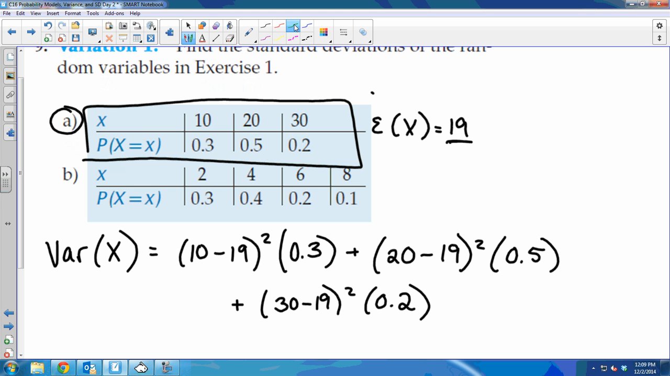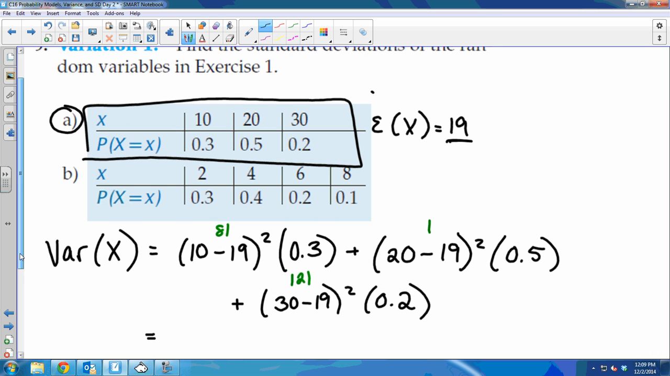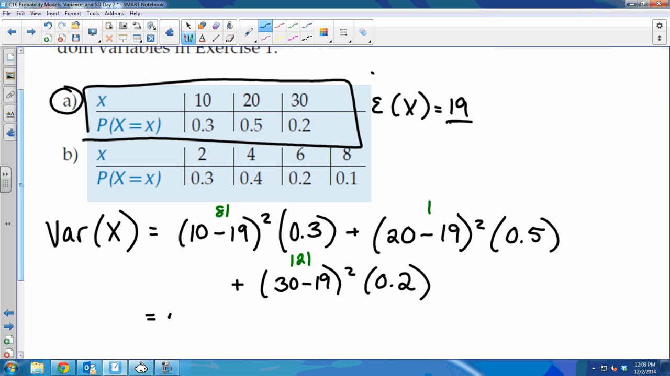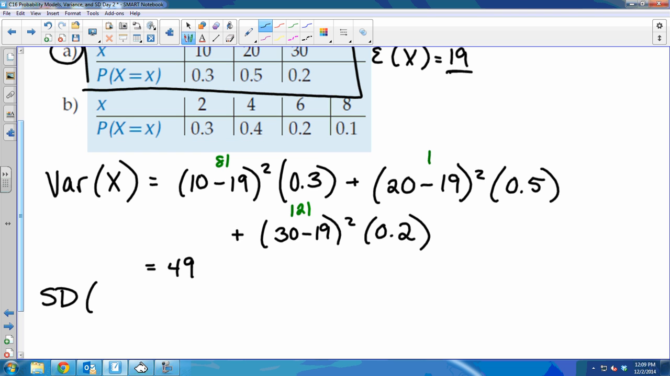So 10 minus 19 is negative 9. Negative 9 squared is 81. 20 minus 19 is 1, and 1 squared is 1. 30 minus 19 is 11. 11 squared is 121. That might make it easier to type it into your calculator. So the variance ends up being 49 when all is said and done. But it asked us in the question to find the standard deviation. So to find the standard deviation, we just take the square root. So the square root of 49 is 7.